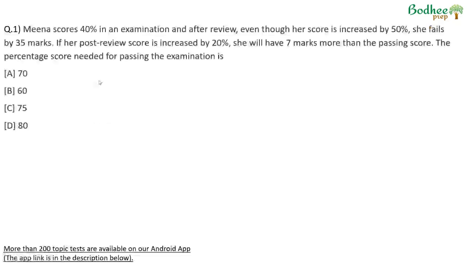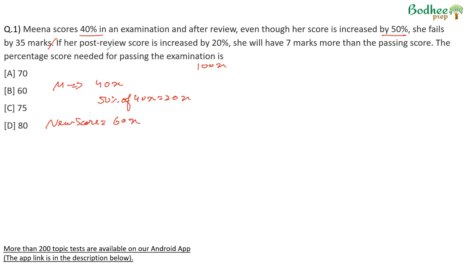Looking at the questions, question number 1 says Meena scores 40% in an examination, and after a review, her score is increased by 50%, she fails by 35 marks. So suppose the total marks in the exam is 100x. That means Meena has initially scored 40% of 100x, that is 40x. In the review, her score is increased by 50%. 50% of 40x is half of 40x, which is 20x. So her new score now, after the review, is 40 plus 20, 60x after the increase.